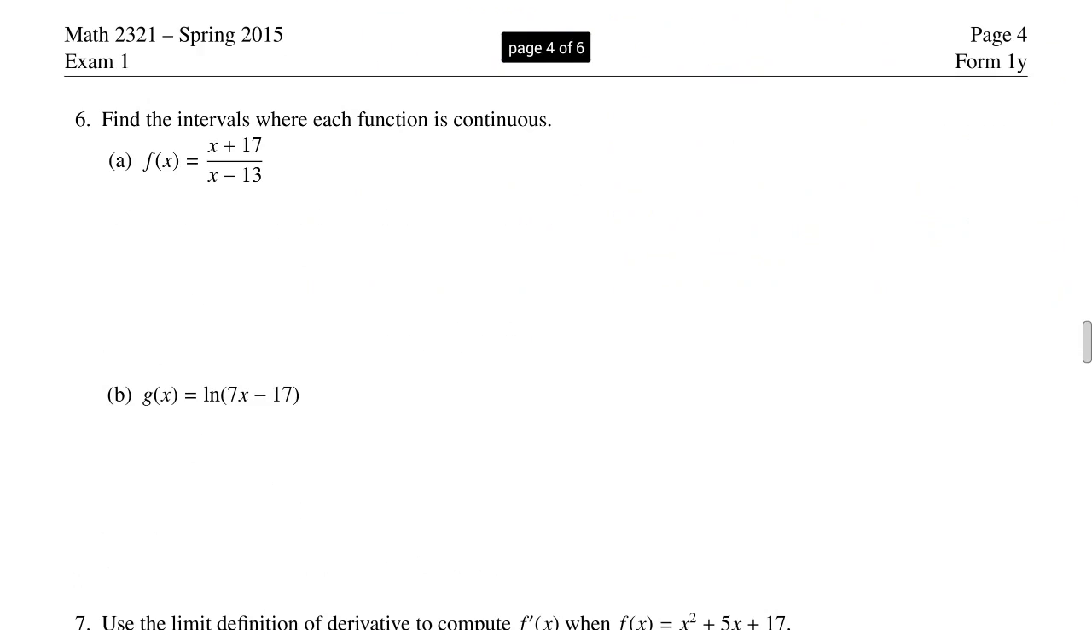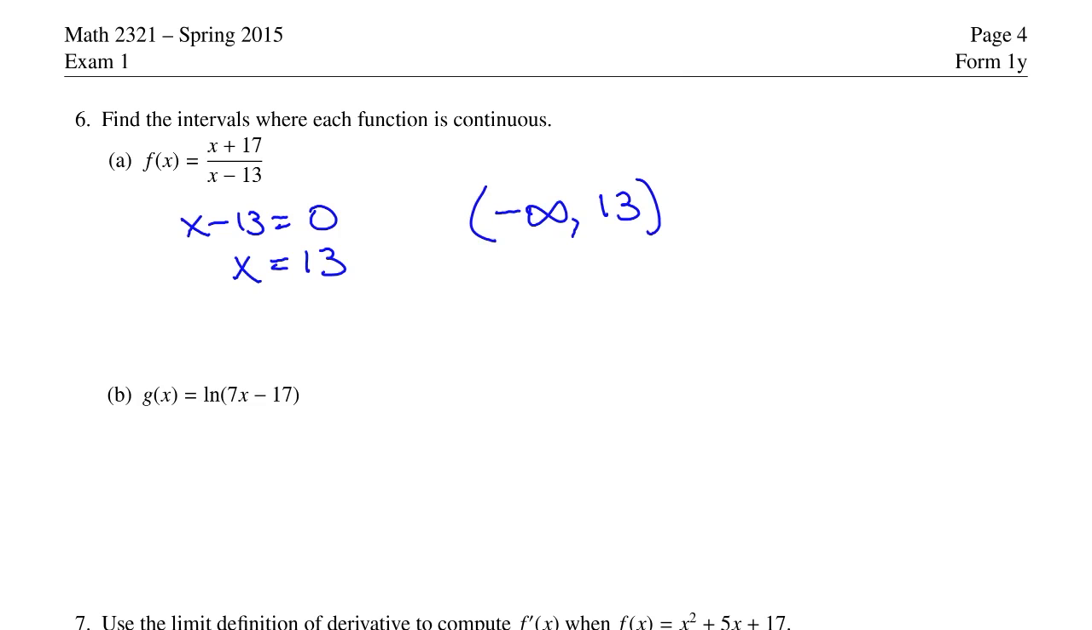Question 6, find the intervals where each function is continuous. Well, the first function is rational, so we'll take the denominator and set it equal to 0 and solve. So we get x equals 13. So this function will be continuous from negative infinity to 13, union 13 to infinity.